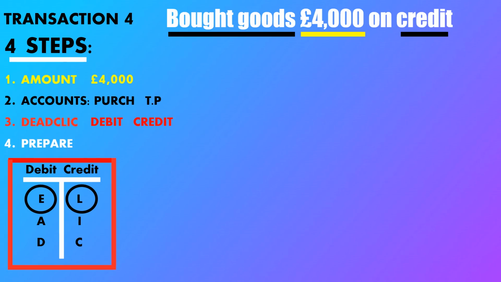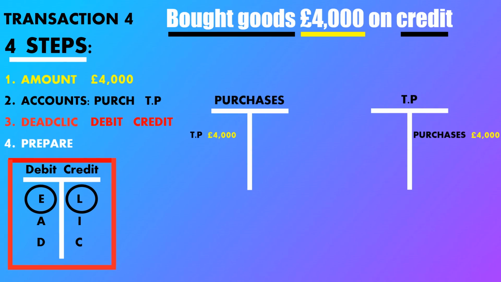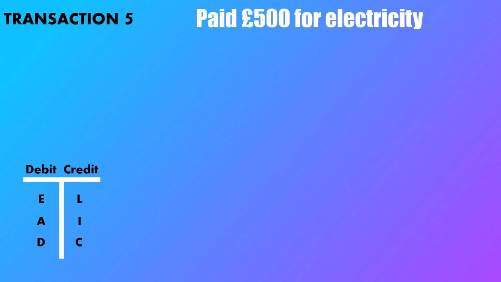Now we can prepare T accounts. We will debit £4,000 in the purchases account and credit £4,000 in the trade payables account. Next, we have transaction 5. Transaction 5 says they paid £500 for electricity using the 4 steps.